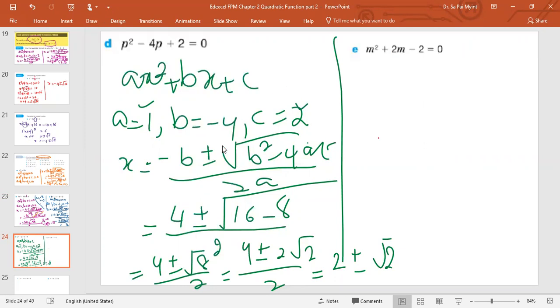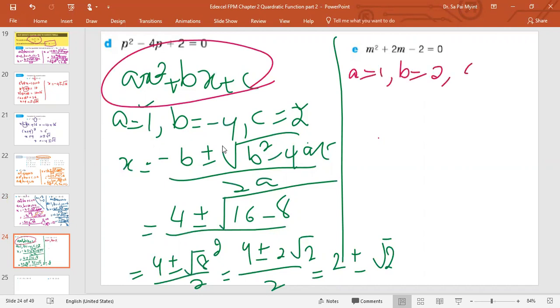Here, number E. Number E also compare with this. What do you get? A equal to 1, B equal to 2, C equal to minus 2. X equal to, you can write the formula and then substitute. What do you get?